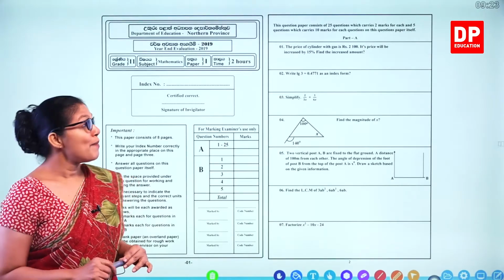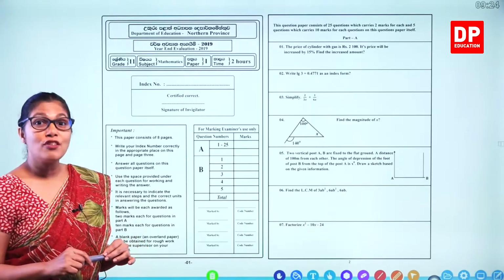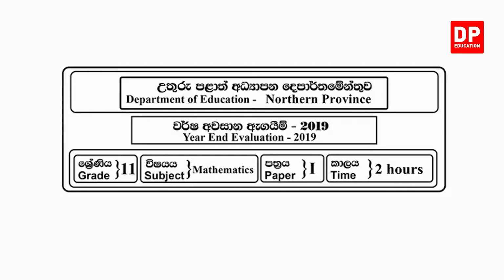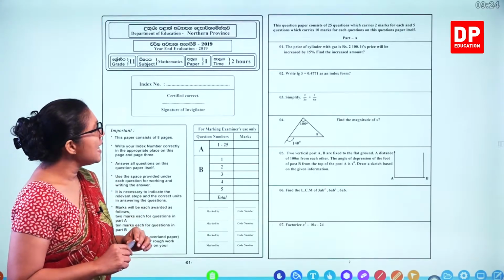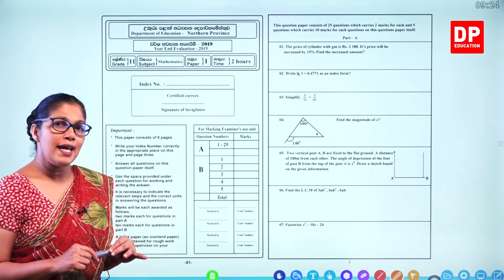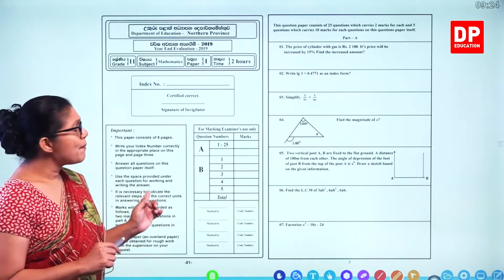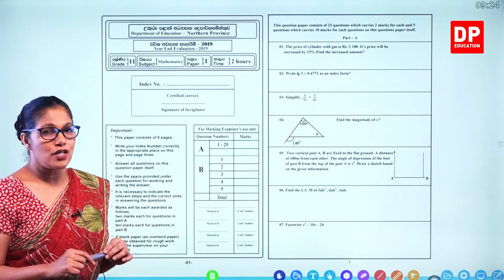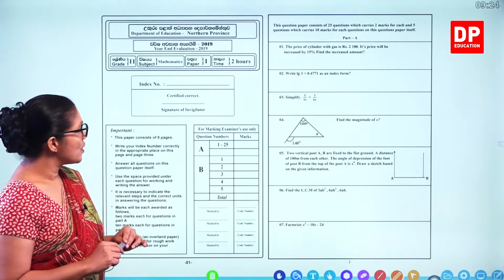Hello students, today I am going to do the Grade 11 Department of Education Northern Province Year-End Evaluation 2019 paper. So this is paper 1. You get 2 hours. You already know there are 2 parts, part A and part B. Part A has 25 short questions and part B has 5 long questions. So how many marks are you getting? 2 marks each for part A questions and 10 marks for part B questions.